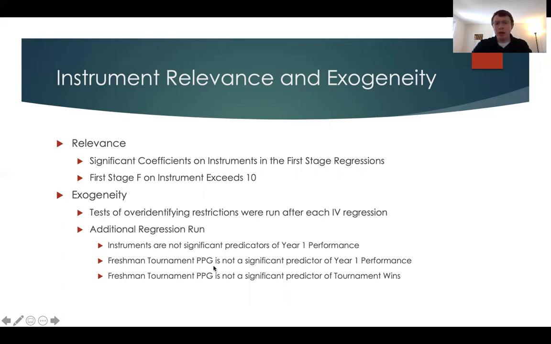Freshman tournament points per game is not a significant predictor of year one performance in the OLS setting. And freshman tournament points per game is not a significant predictor of tournament wins in an OLS framework. And if I were to give the coefficient here, it's about 0.004. So each additional point per game in the freshman tournament increases wins by 0.004. So even if a player's freshman points per game increased by 10, that would only increase team wins by 0.04. So individual player performance not having a huge impact on tournament wins, and certainly not significant.